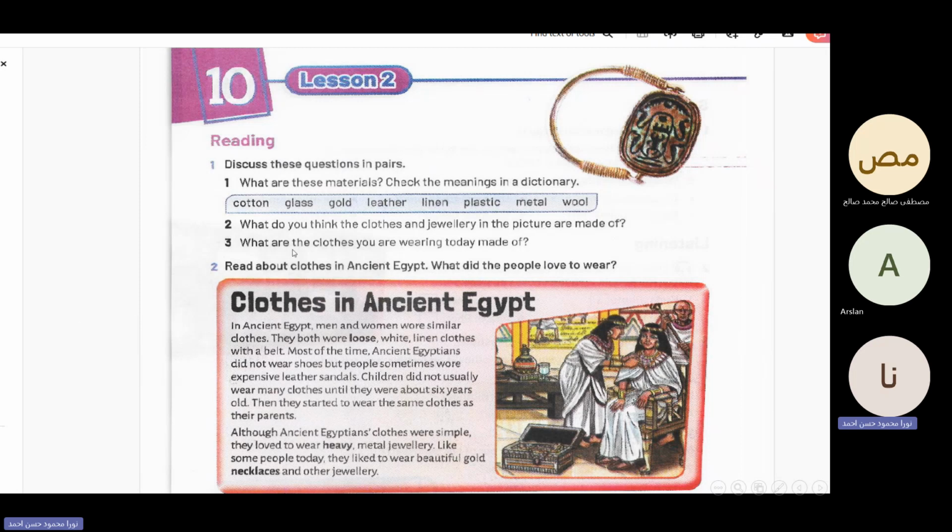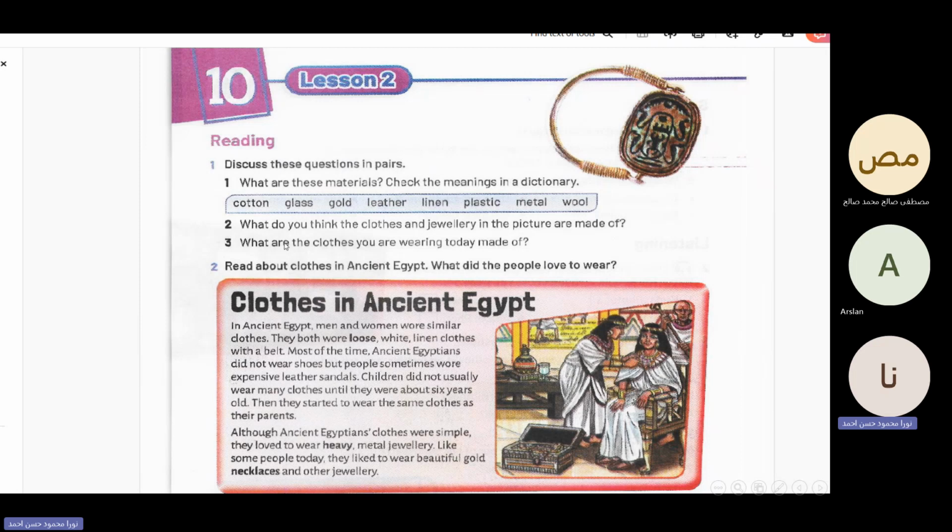Number 2, what do you think the clothes and jewelry in the picture are made of? Do you see them? Think about it. I think that the clothes are made of linen, right? Maybe cotton. And the jewelry is made of, of course, gold. What about number 3? What are the clothes you are wearing today made of?